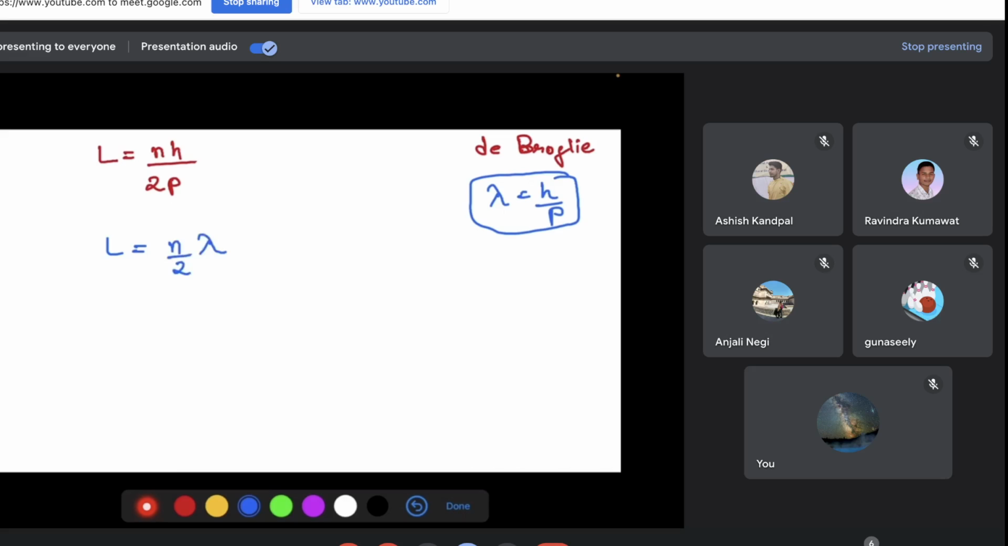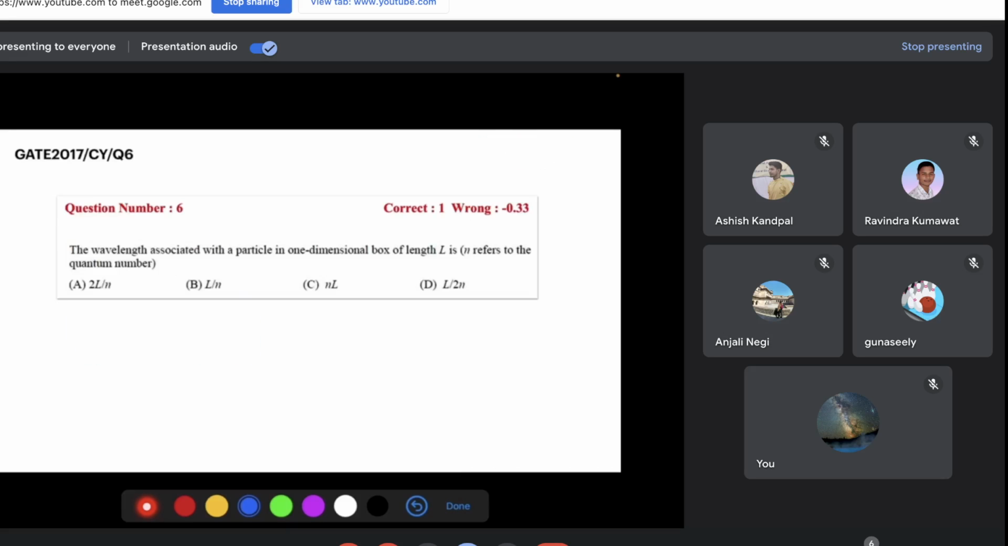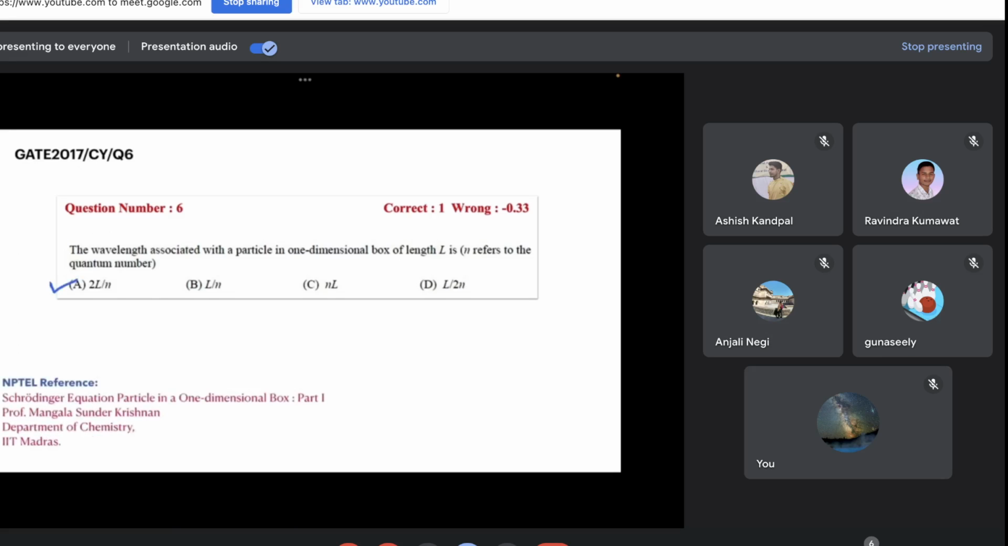Okay, and what I have to find out is the lambda value. So it will be 2 upon n multiplied by L. So this is the solution. Yes. So the wavelength associated with the particle in a one-dimensional box of length capital L, where n is my quantum number, the correct option is 2 into L upon n. So this is the correct option.